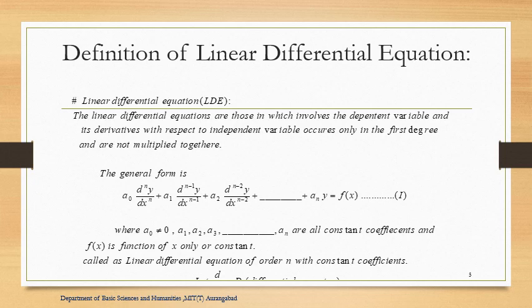where a0, a1, a2, a3, an are all constant coefficients and f of x is a function of x only or constant. Here the necessary condition is a naught is not equal to 0, because if a naught is equal to 0 and I substitute that a naught in equation 1, it becomes an (n minus 1)th order differential equation. That's why a naught is not equal to 0.